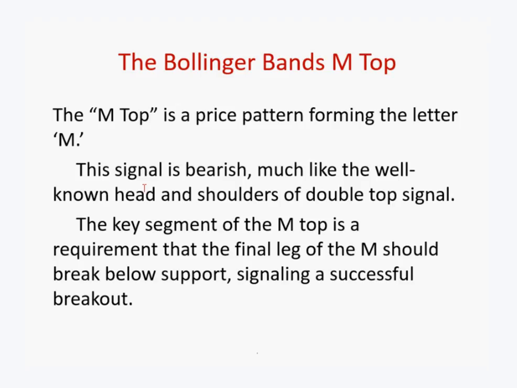The next indicator is called the M top, and this occurs when the trading does a seesaw pattern that forms the letter M. It's a bearish signal that's very similar to a head and shoulders or a double top, except that it usually is expanded over a longer period of time, more like a head and shoulders. One of the key attributes of this is that the final leg of the M should break below support. This signals a successful breakout from that Bollinger range.